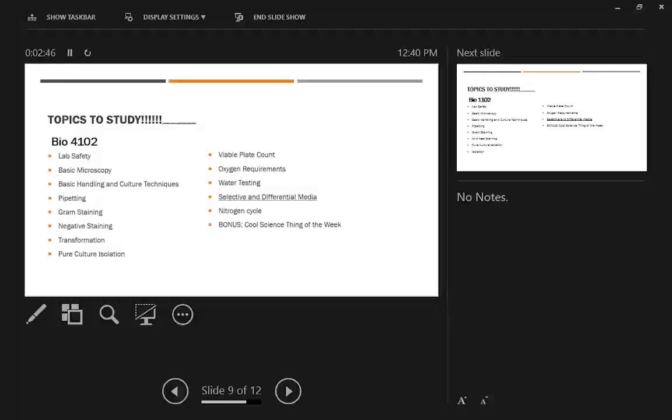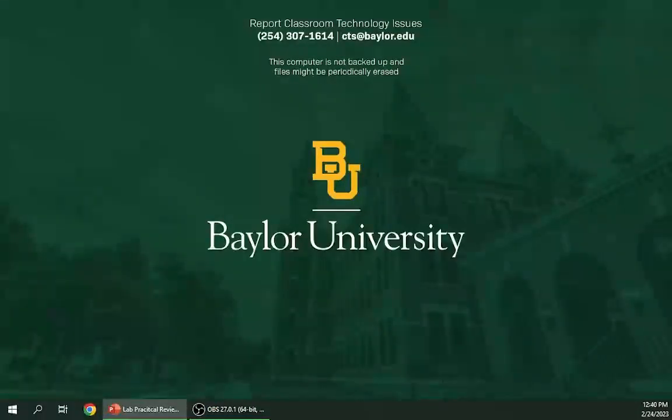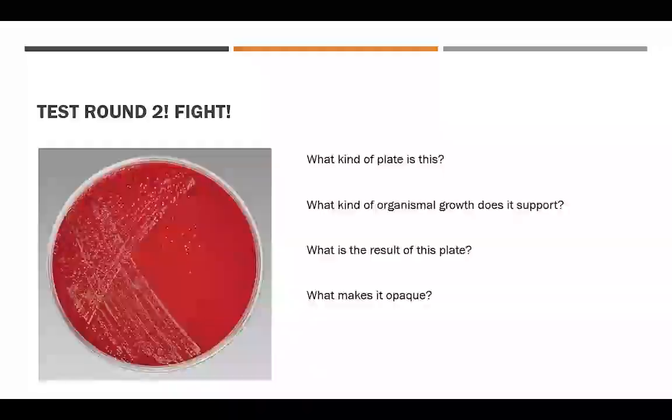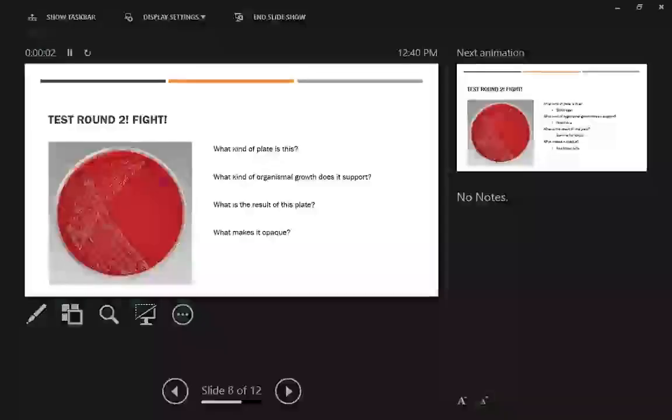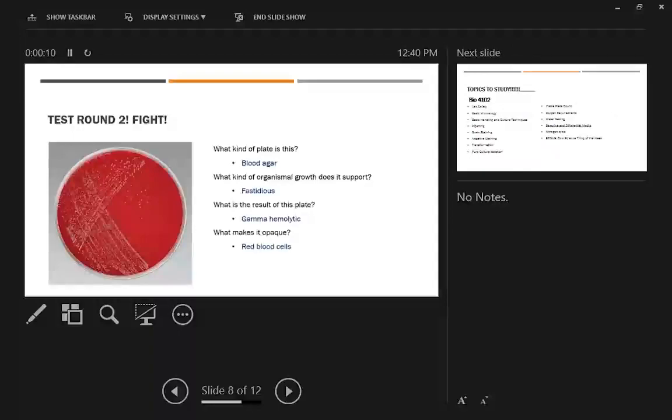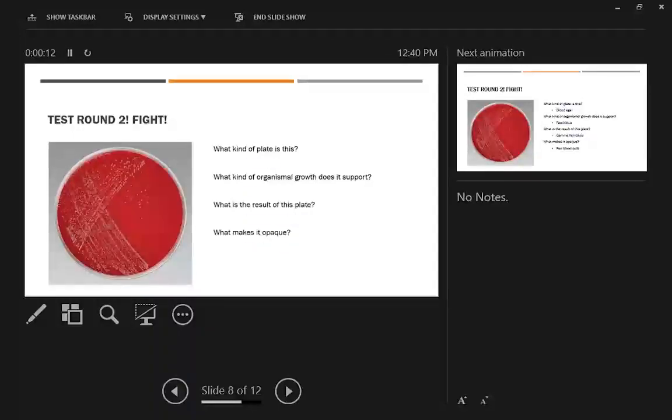So we'll give you an example. Here, this is one that's functional for you guys. What kind of plate is this? Okay, great. You guys are already way ahead of the curve. Okay, what kind of organismal growth does it support? Fastidious. What does fastidious mean?